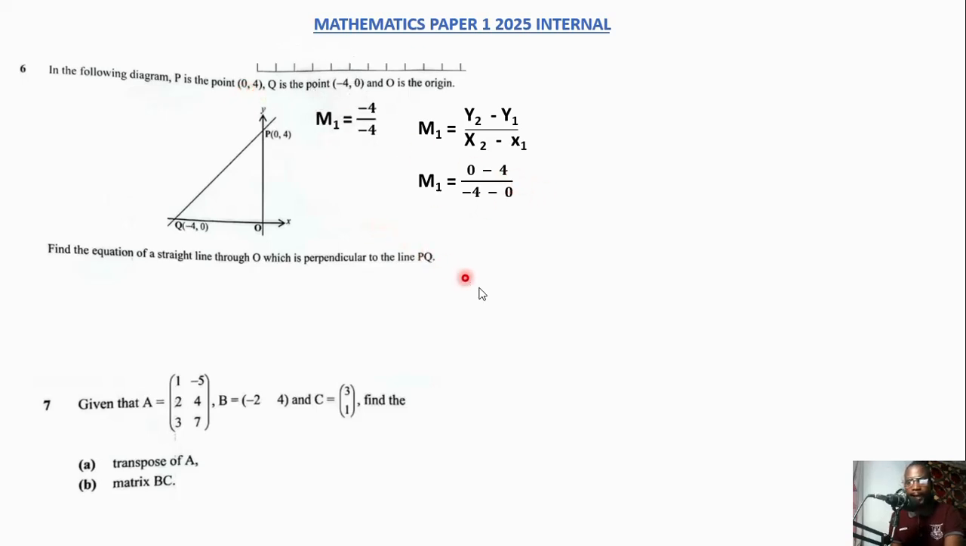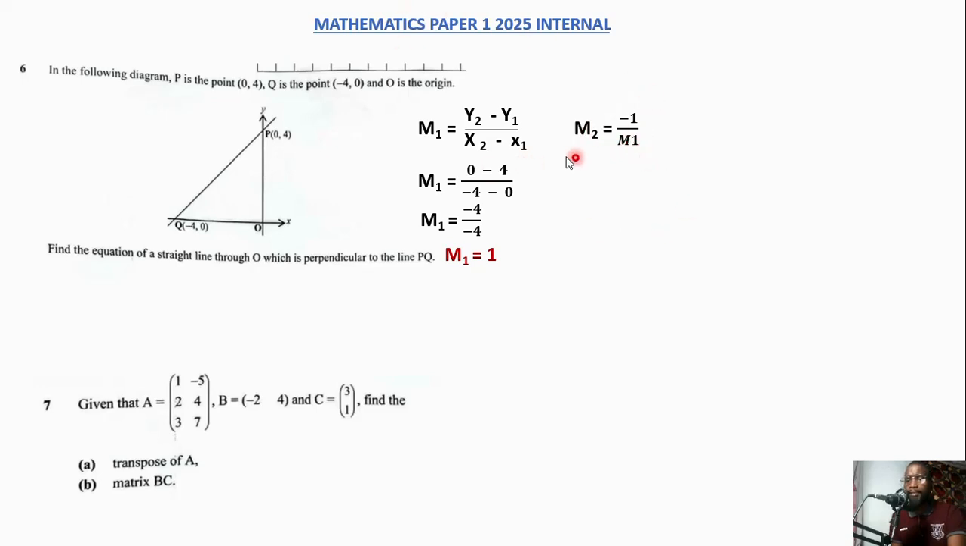And here you just simplify and say 0 minus 4, that is -4. Then -4 minus 0, which is still -4. And we simply divide there and we have our first gradient. So gradient 1 is equal to +1 because -4 divided by -4 is +1. Now if you look at the formula that we're supposed to use, we also need to know the second gradient. I've simplified things for you here, whereby I've just said gradient 2 is equal to -1 over gradient 1.